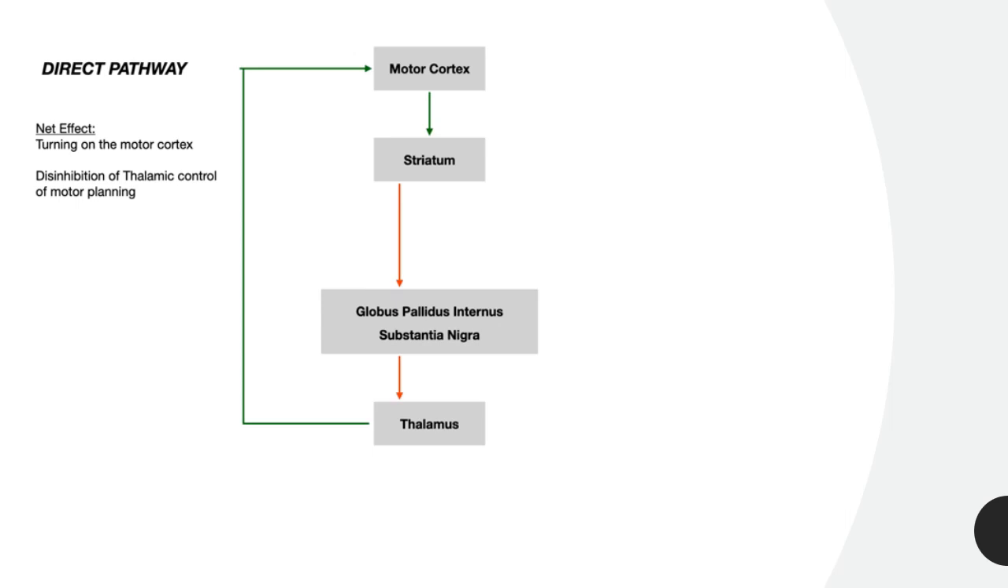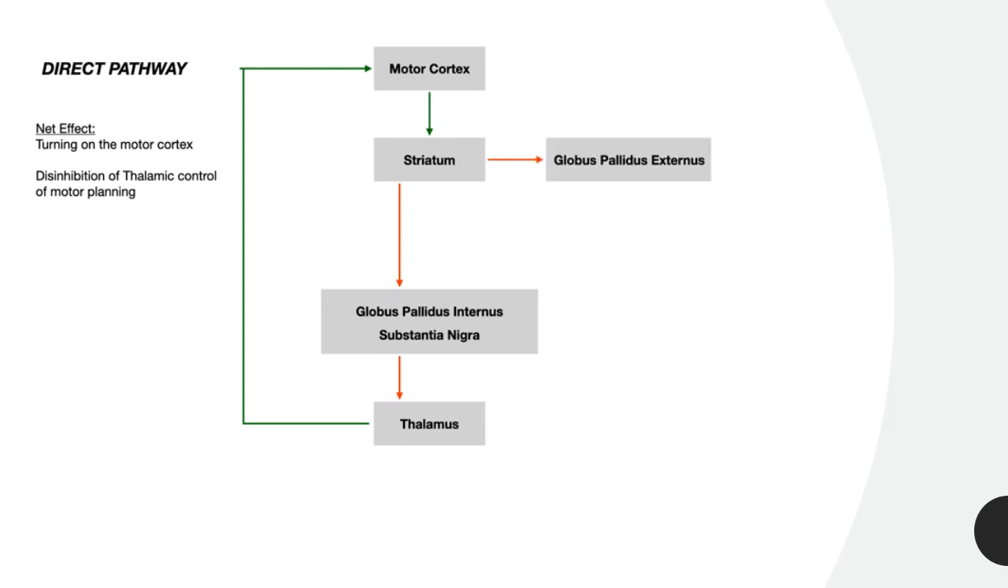Now let's pivot for a second and talk about the indirect pathway, and then we'll come back and we'll compare and point out all the high yields that you should remember. So the indirect pathway starts with the motor cortex at the top of the slide, and just like the direct pathway, it too starts with sending excitatory signals to the striatum. And this is where the pathways differ. So in the indirect pathway, the striatum then sends inhibitory interneurons to the globus pallidus externus.